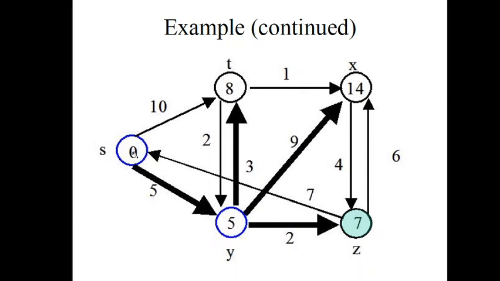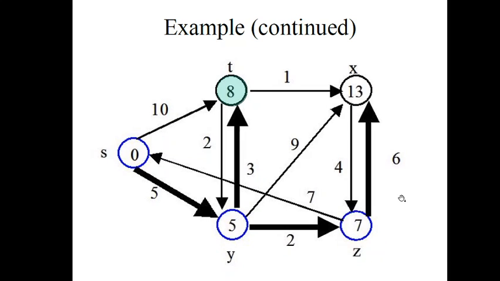For s, the value is the lowest, 0, therefore no replacement is possible, therefore no change for s. And for x, you can see the distance of z is 7, then 7 plus 6 is 13. 13 is a better value, less than 14. Therefore x value will be replaced with 13 and the predecessor of x will be z, not y. Just see this. The path will be changed. Now the previous path is removed.